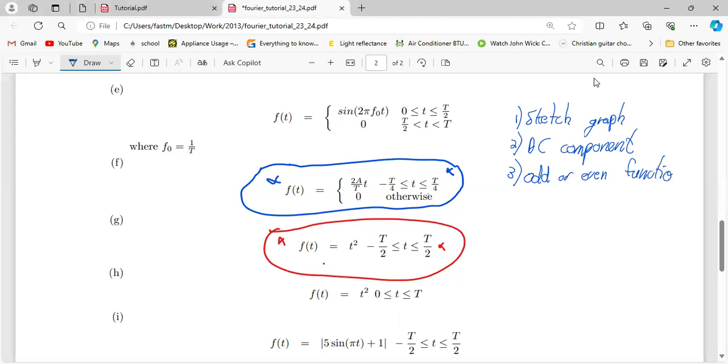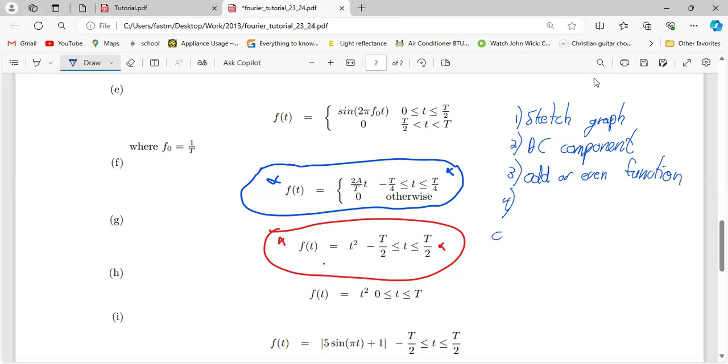Yeah? So I advise you to watch the video, right? After you figure that out, either AK or BK will be 0. So you have three possible outcomes. If it has a DC component, you have to solve for the DC component.